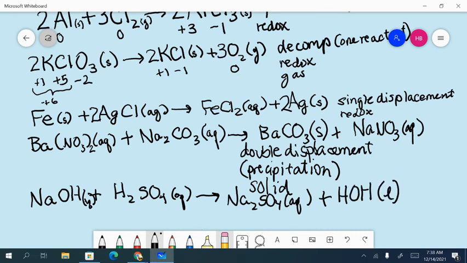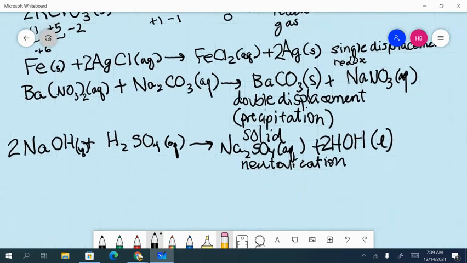which is a liquid. So this is a double displacement reaction also, but this is an acid-base neutralization reaction. And the driving force is the same for all neutralization reactions. It's formation of water. Balance that.